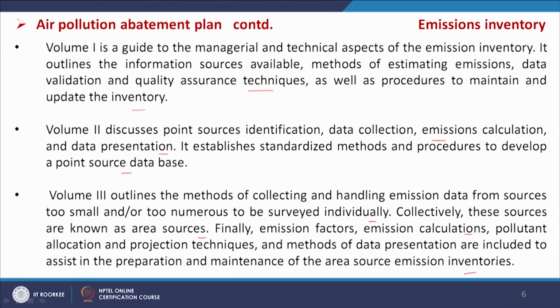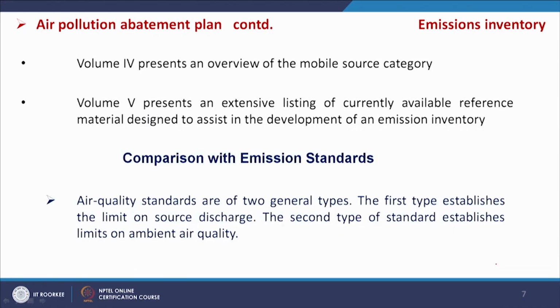So, that is related to volume 3, and volume 4 presents an overview of the mobile source category, and volume 5 presents an extensive listing of currently available references or reference material designed to assist in the development of an emission inventory. So, that is the sources, the resources from which the inventory analysis takes place.